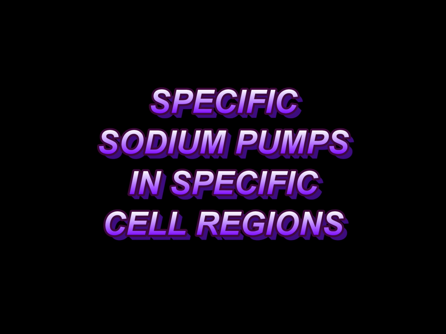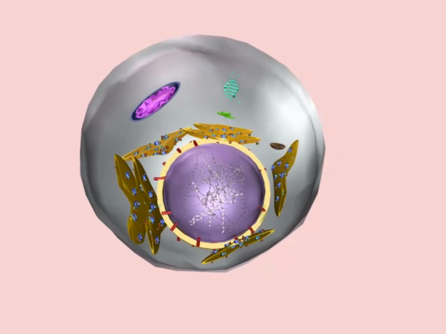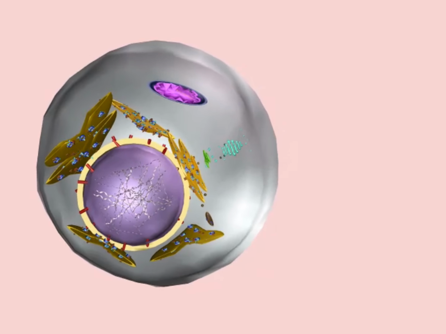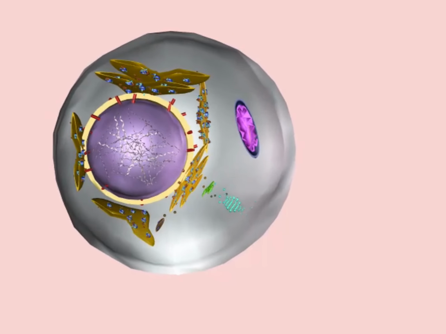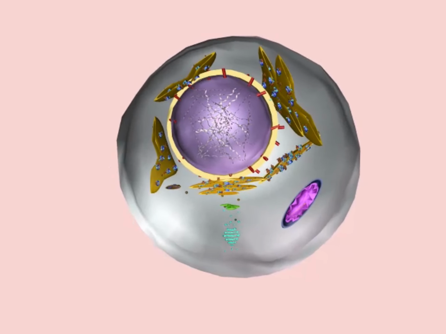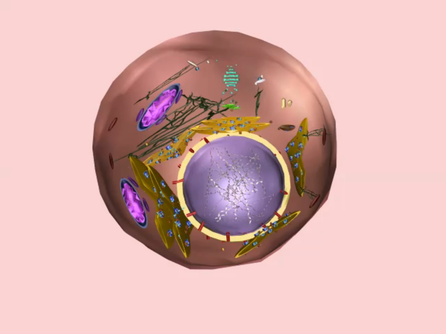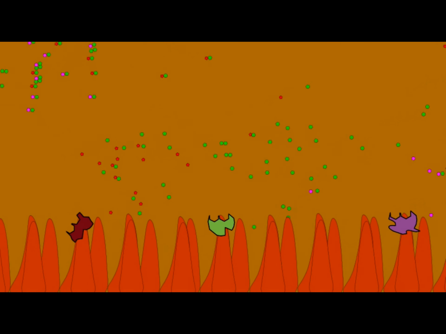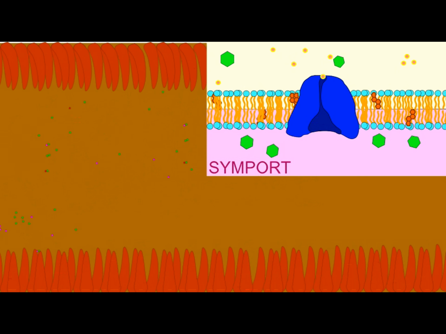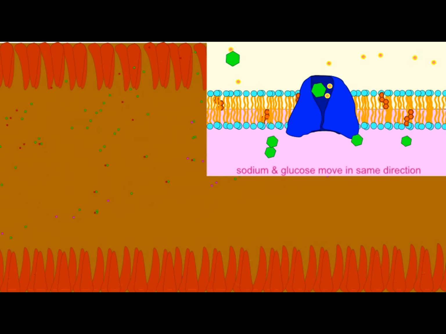When proteins are expressed by a given cell, they can be transported to specific regions of the cell, and so certain proteins may function in certain regions of each cell. Take this example, in which a cell lining the small intestine or a kidney tubule is reabsorbing sodium and glucose.